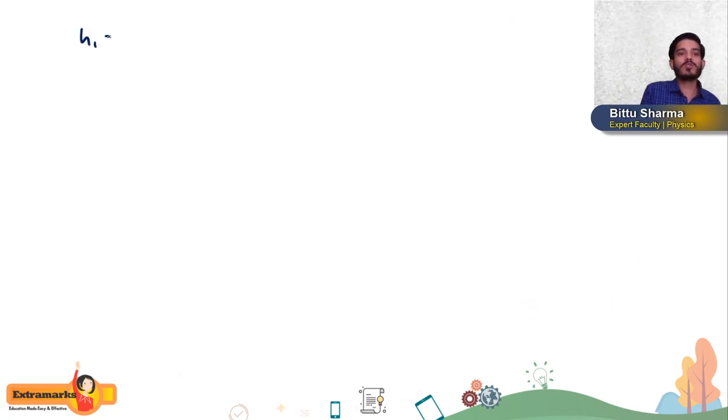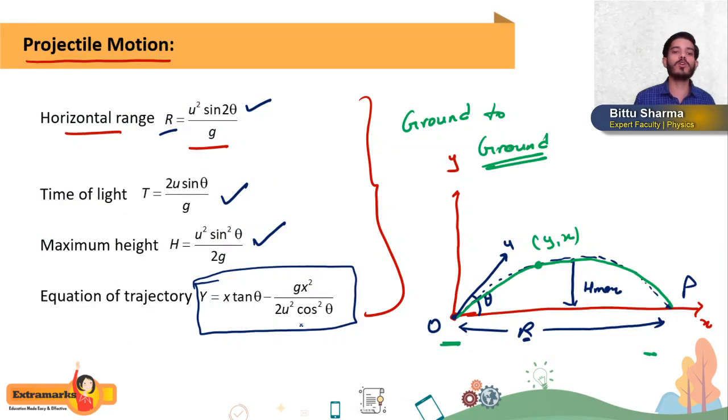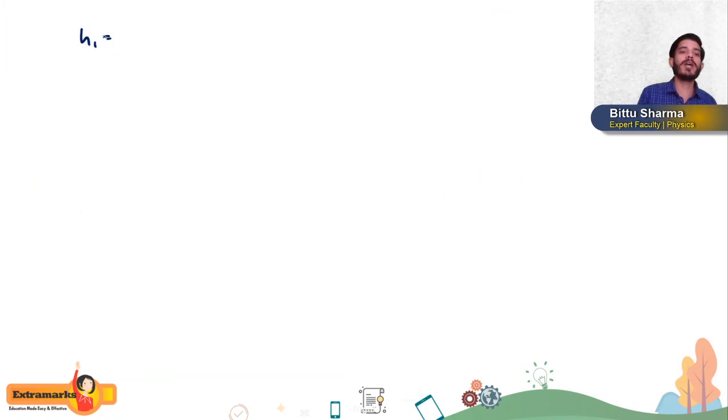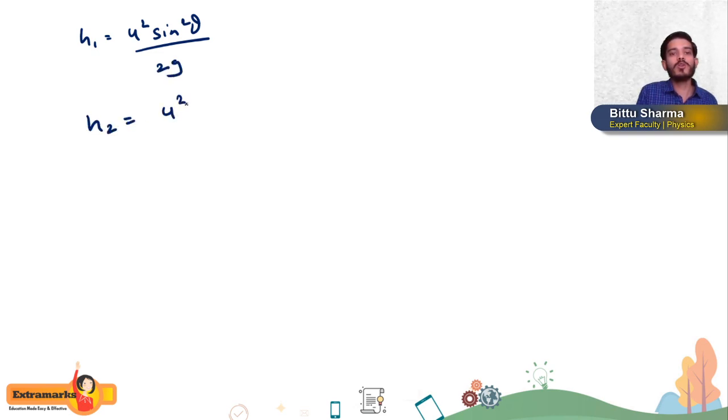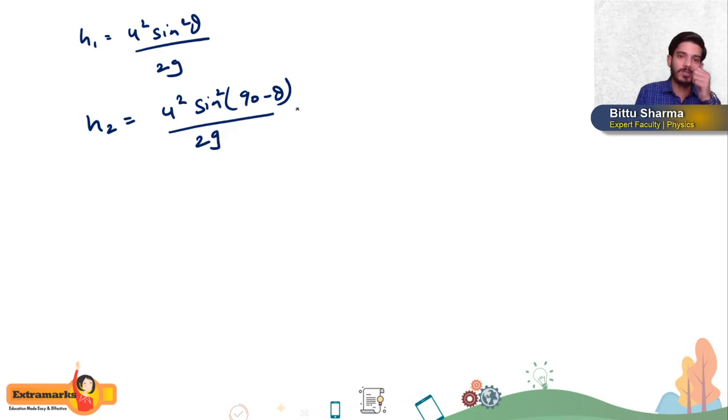So what is h1, student? The maximum height formula I also told you: u square sine square theta by 2g. So h1 is u square sine square theta divided by 2g. Okay, and what is h2? h2 will be u square sine square of (90 minus theta), because the angle of projection for the second will be 90 minus theta, divided by 2g, which will be equal to u square cos square theta divided by 2g.